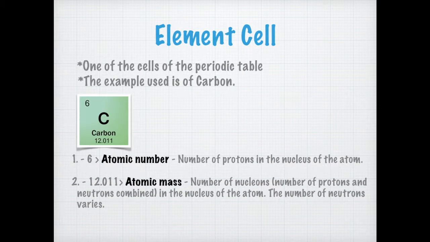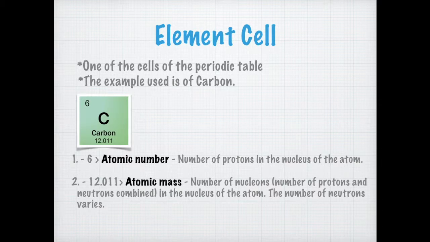Now, did you notice the 12.011 at the bottom? Well, that is the atomic mass. The atomic mass is based on the number of nucleons in the nucleus of the atom. The nucleons are the protons and neutrons combined. So a nucleon is a proton or a neutron, okay?